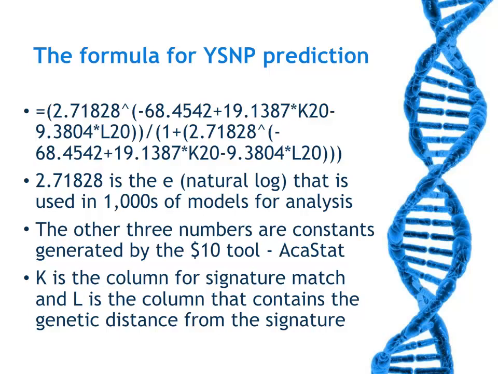The plus 19.138 is the constant for K, which is where the signature is located. And then the 9.38 is the multiplier, the constant for genetic distance, which is located in column L. And if you notice, you have that whole equation, and then you have the slash, which is divided by, and it's just 1 plus whatever is in the top line. So you put this in once, and every formula is the same, only the constants change.